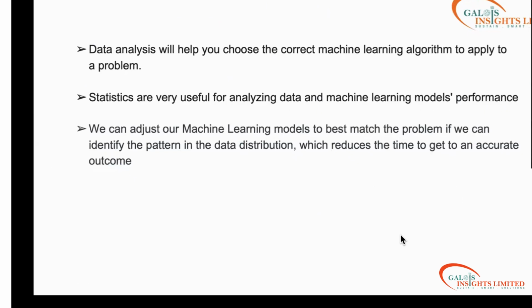The data analysis will help you to choose the correct machine learning algorithm to apply to a problem. And statistics are very useful because we can adjust our machine learning model to best match the problem if we can identify the pattern in the data distribution. This will reduce the time to get an accurate outcome.